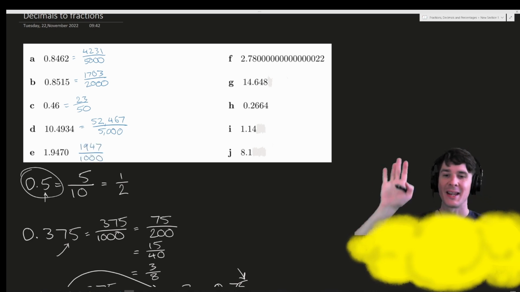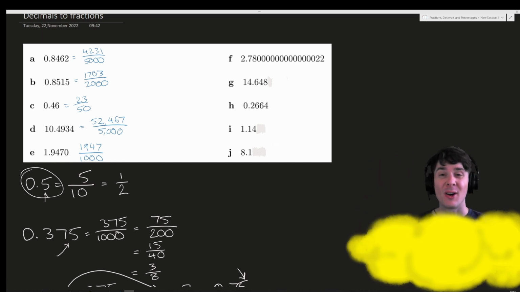Now this next example came out looking really weird. It's got a really long decimal. The reason for this is an error on my part, but it's a lucky error because we can now do two examples. We can do 2.78, and then we can also look at how we do it with all of these zeros. So let's start with 2.78.